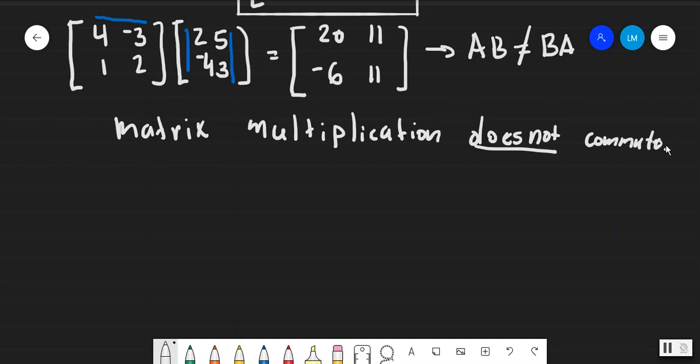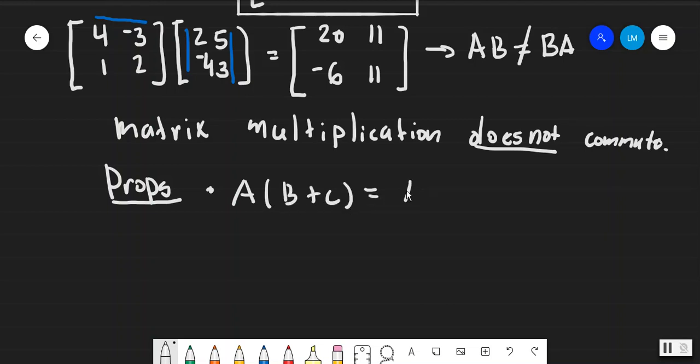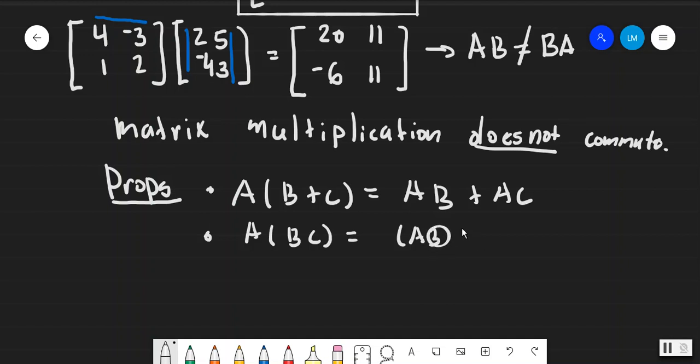Okay, now there are some certain properties that we do have for matrices. So for example, we have that if I take A times B plus C, well, it's the same thing as A times B plus A times C. Okay, but then I also have that if I take A and I multiply it by B and C, this is the same thing as A times B times C.